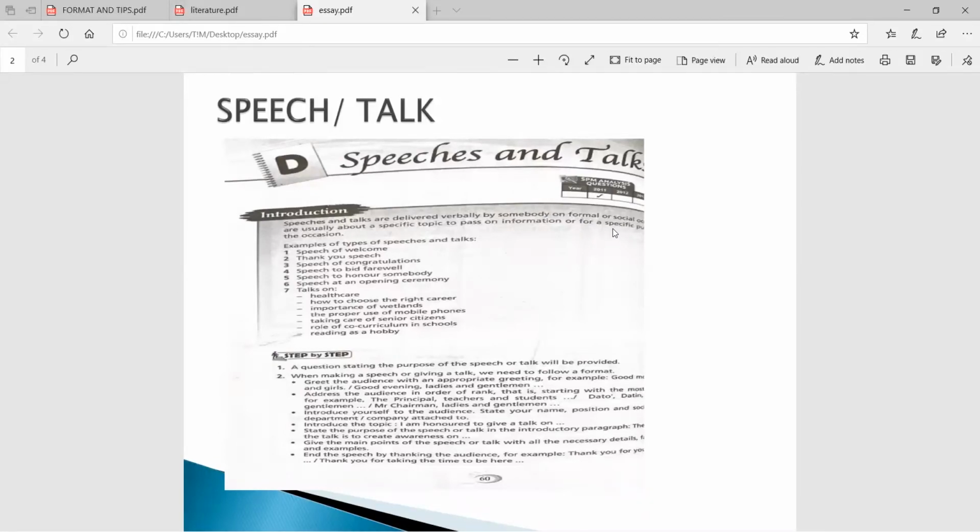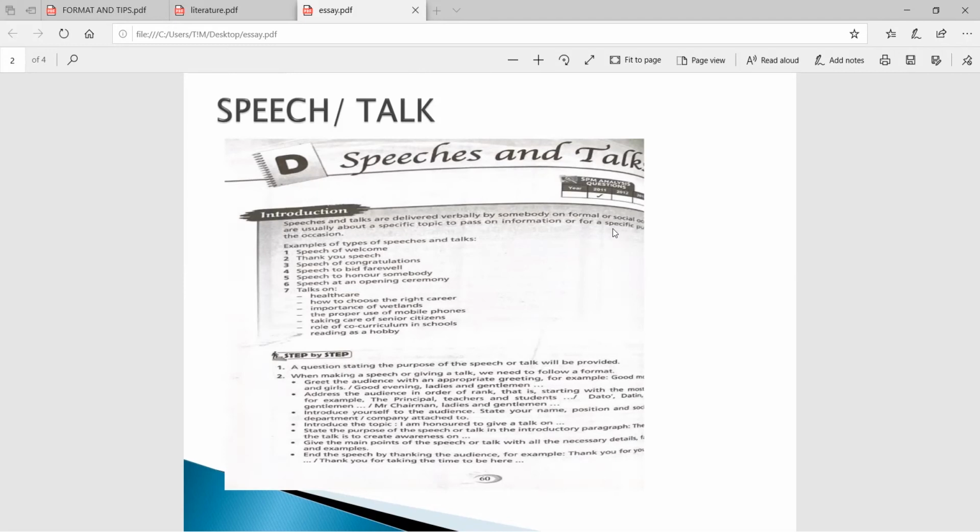Examples of types of speeches and talks: speech of welcome, thank you speech. A speech of welcome is when you become the organizer or president of something, when you're welcoming someone coming to your place, your organization, your school. A thank you speech is when you win an award, or when you have been given an opportunity by someone, so you are thanking someone, and the whole speech is about thank you.